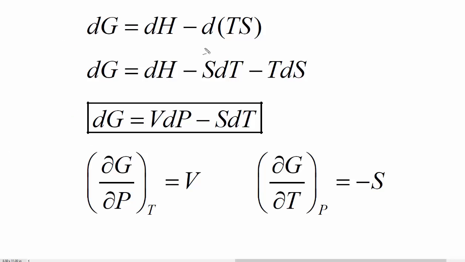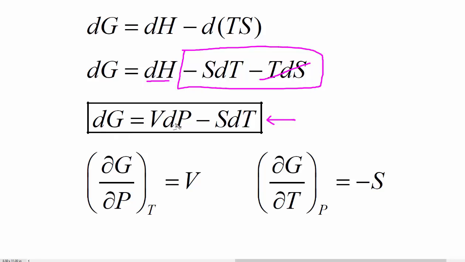And here we have the result. Again, we can use the product rule to expand the d(TS) term into these two pieces. And again, like we did before, if we substitute in for dH what we had in the previous work, we'll be able to cancel out the T dS and introduce the V dP. So this is now, in the boxed equation, our final result for the Gibbs free energy differential.